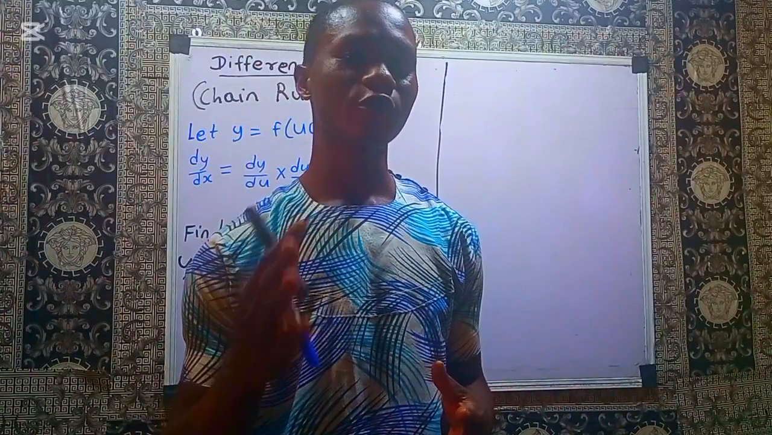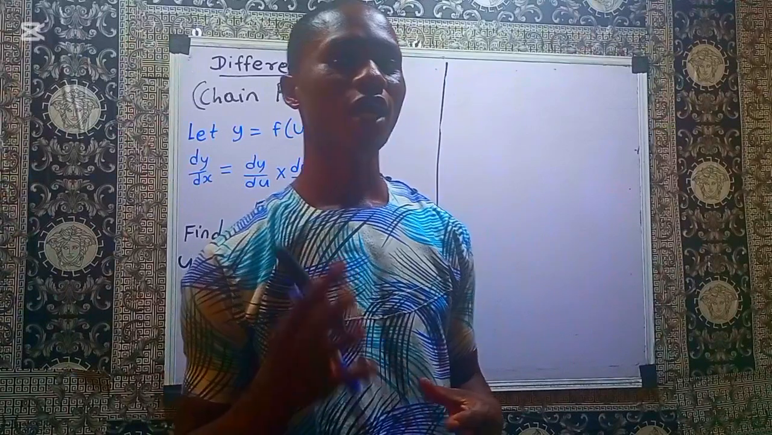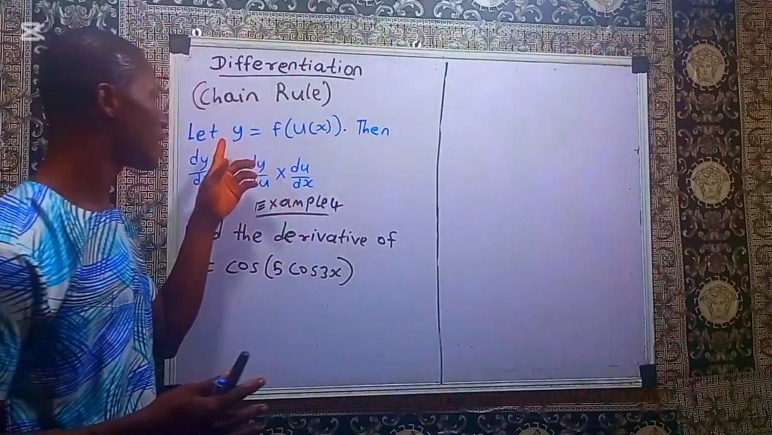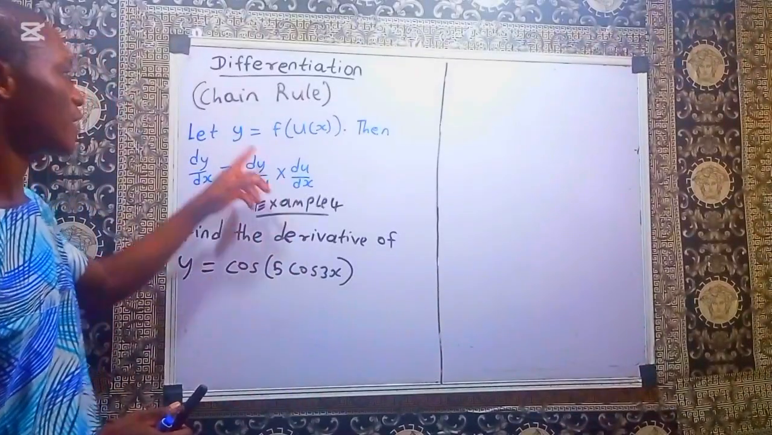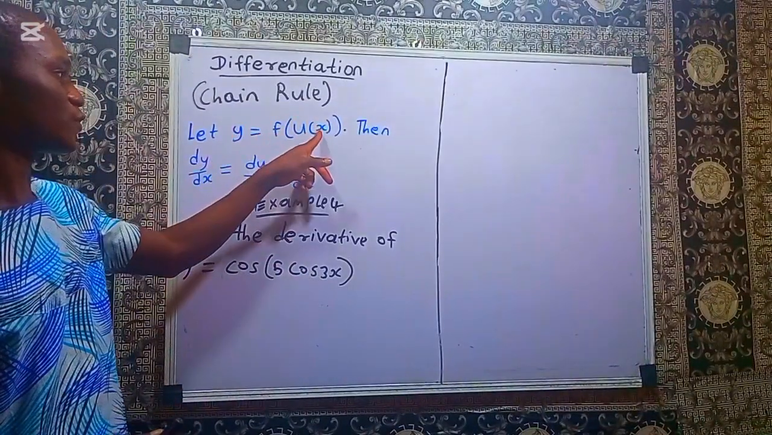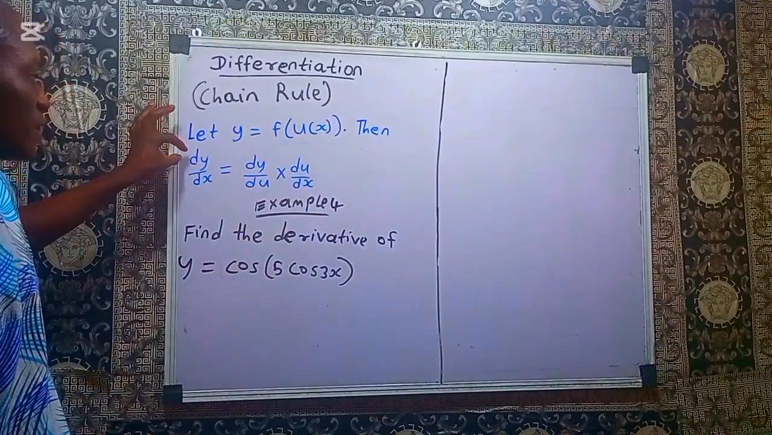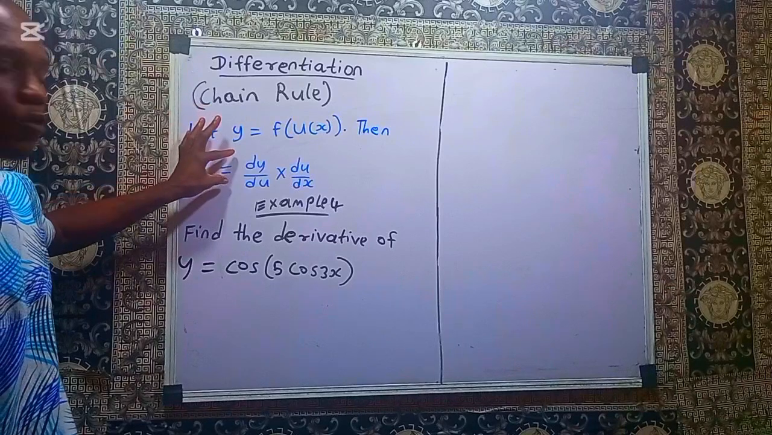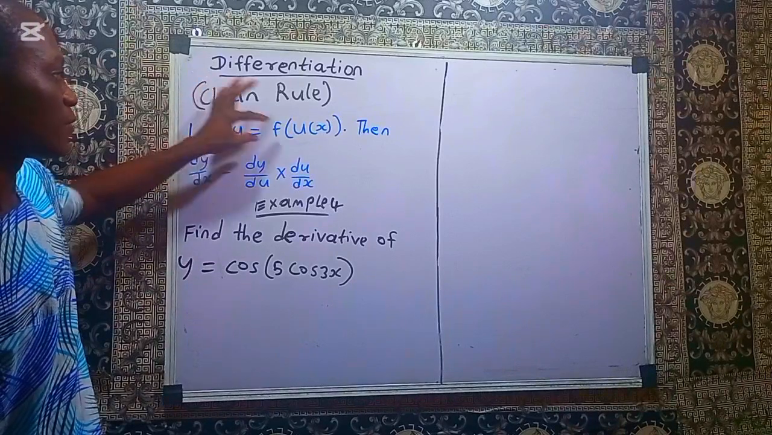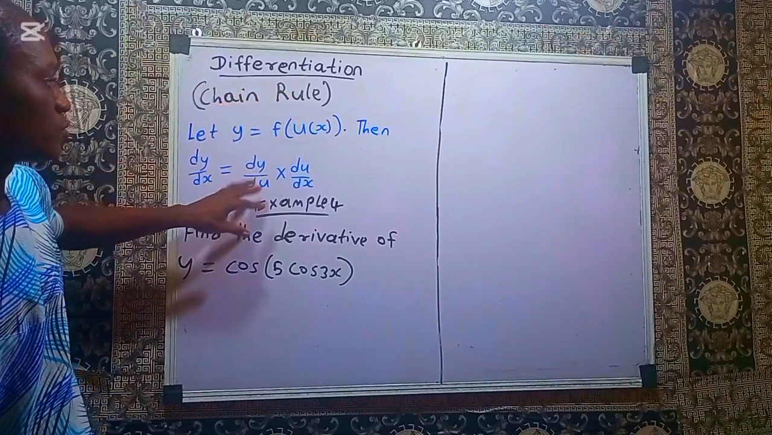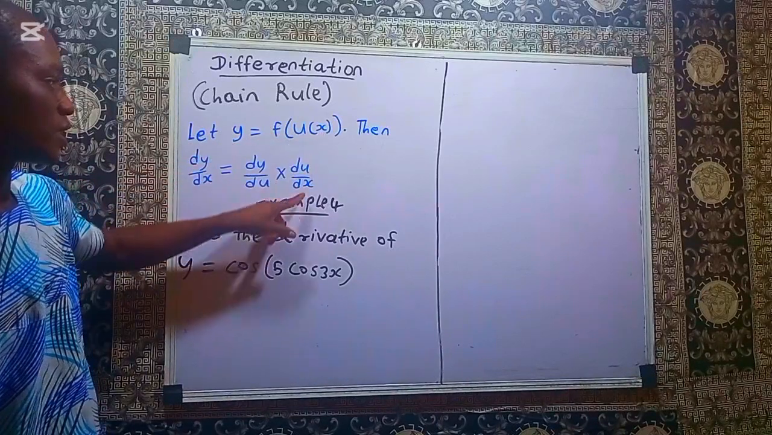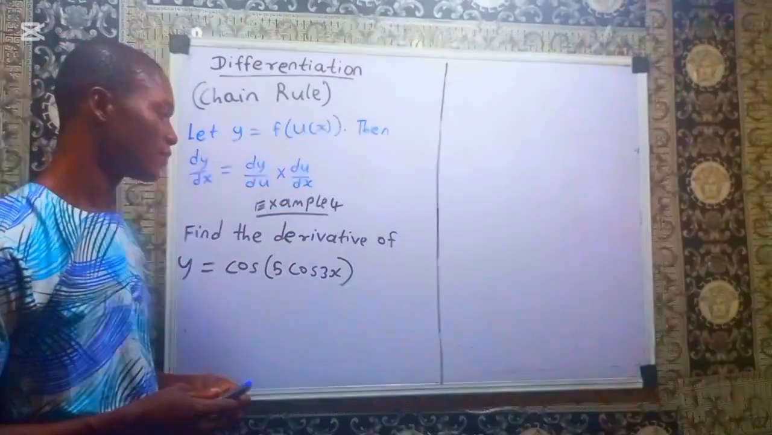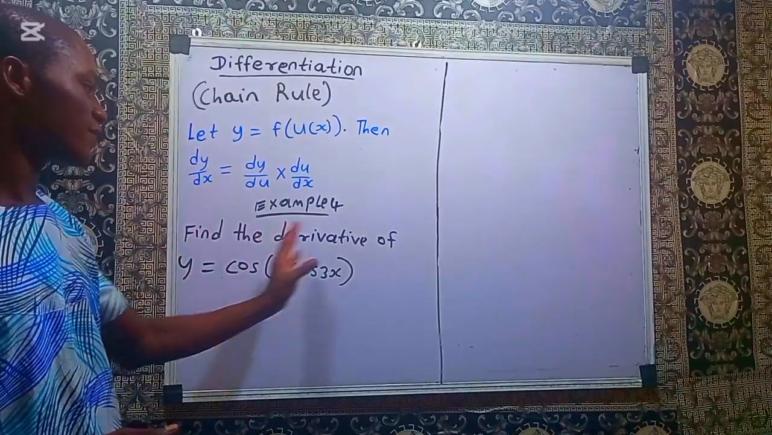And I told you that for you to use the knowledge of chain rule, you will have a function of this form. y is a function of u and u is a function of x. You want to find the derivative of y with respect to x, which is noted by dy/dx. This will be equal to the derivative of y with respect to u, dy/du, multiplied by the derivative of u with respect to x, du/dx. That's what chain rule is saying. So with the knowledge of chain rule, we are going to find the derivative of this function.